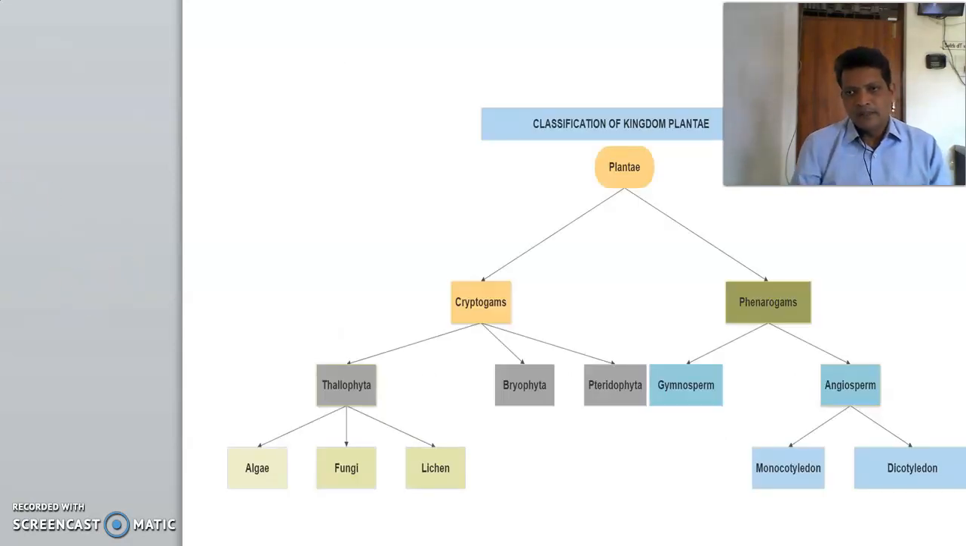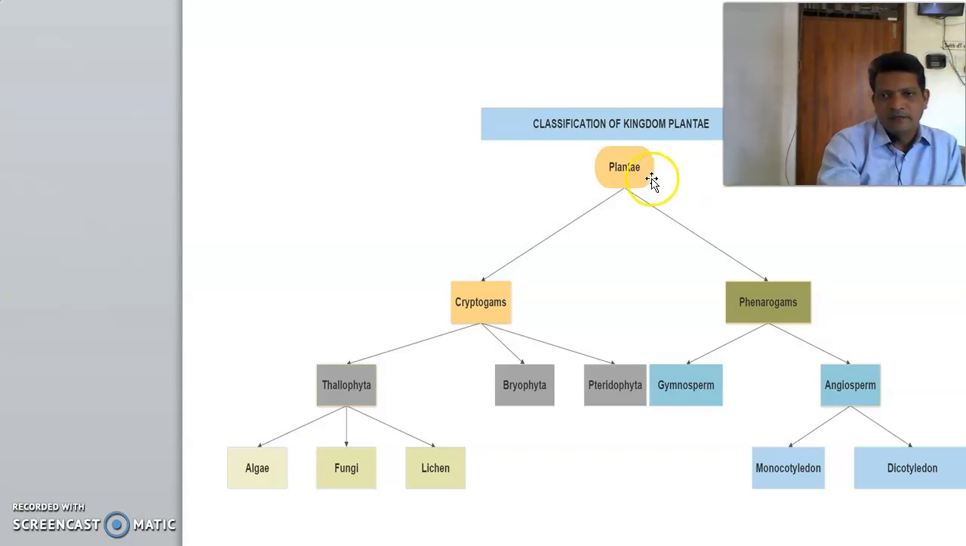So before going to the actual course, let us first see how the plant kingdom is classified. There are five kingdoms in total, and Plantae is one of those five kingdoms. Kingdom Plantae is divided into two major subgroups, cryptogams and phanerogams.